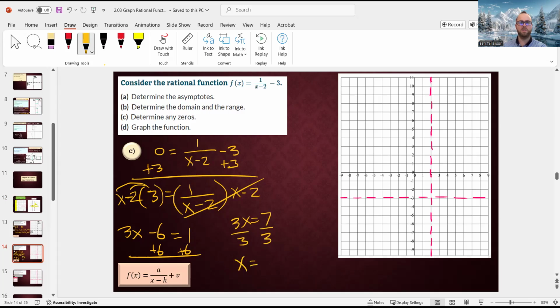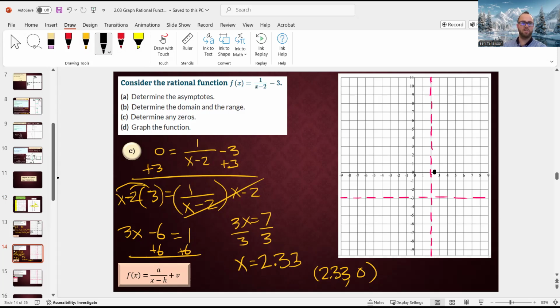X equals, since we're dealing with a graph, I'd like a decimal value. And I believe that's it. 7 divided by 3. Yes, yes. Okay, so what did we just find out? We found out when y is 0, x is 2.33. That is going to be about right there. Okay, we found an x-intercept.